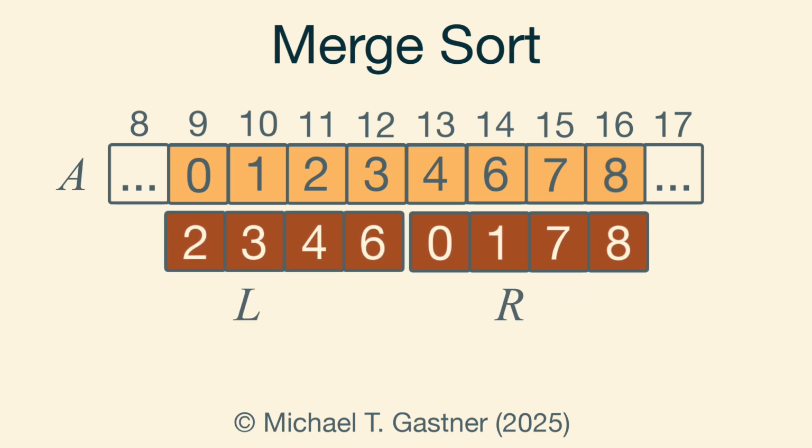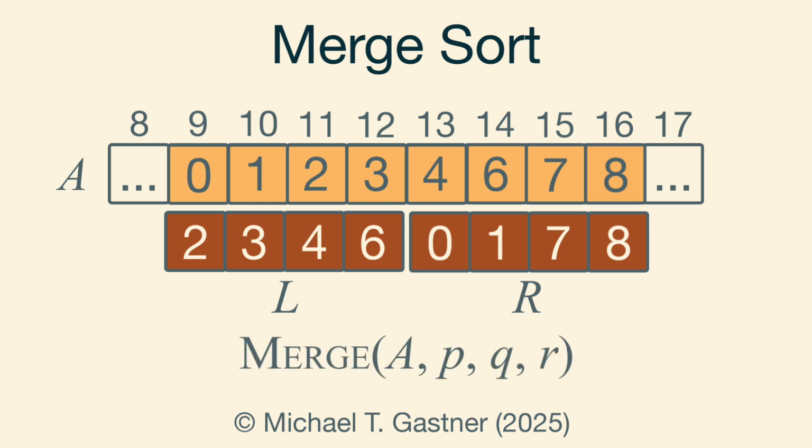This merging procedure, known as merge A, P, Q, R, is fundamental to merge sort. Here, A is the array being sorted, P is the starting index, Q points to the last element in L, and lowercase r to the last element in the array denoted by uppercase R. For this example, the procedure would be denoted as merge A, 9, 12, 16.